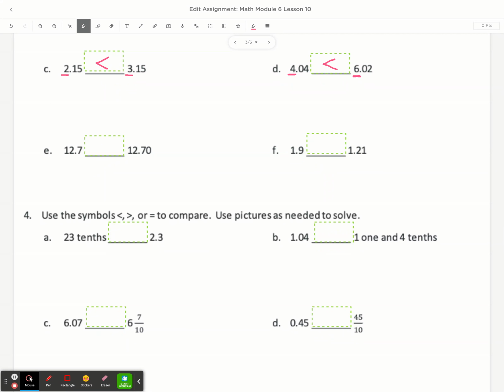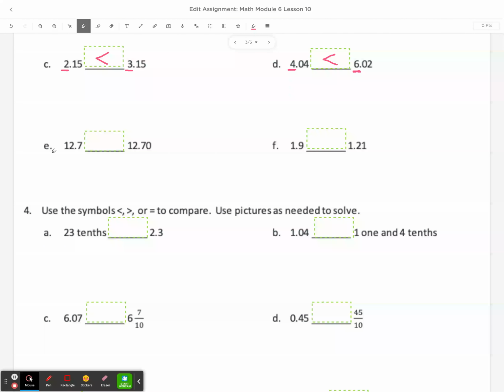So moving on to part E, we're going to do the same thing, starting in the place value furthest to the left. So this time it's the tens place. So I have 110 versus 110. Same amount, so we have to move to the place value to the right. 2 ones versus 2 ones. Okay, same amount, so we have to move to the next place value. 7 tenths versus 7 tenths. Okay, same number, so we move to the next place value.